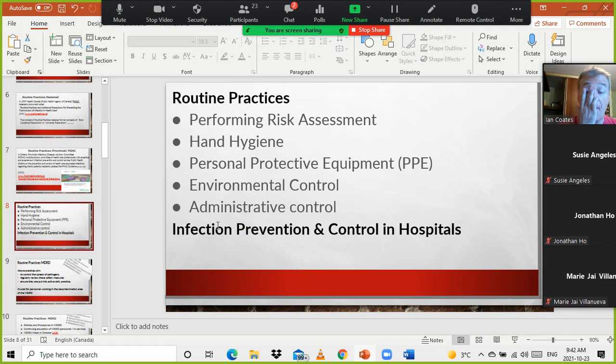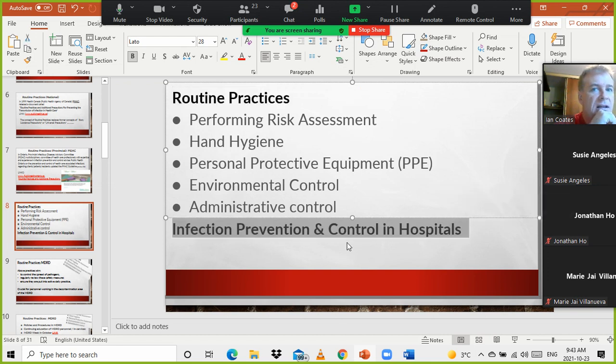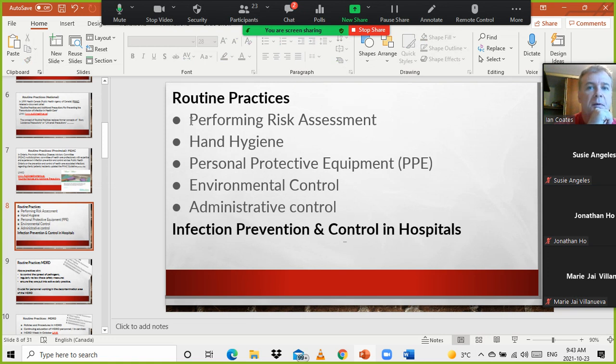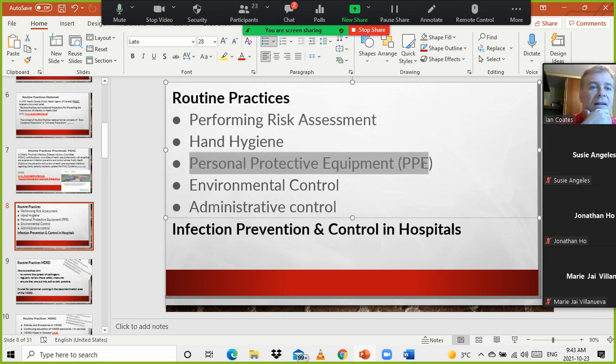So routine practices. These are the things we're going to talk about today. The two topics: we've got routine practices, and then at the end we'll do a little bit of infection prevention and control in hospitals. In routine practices, we're going to be talking about performing a risk assessment, and then hand hygiene. Yes, we're doing hand hygiene again, but I'm not doing it. PPE. We've gone through PPE and hand hygiene, but we're going to look at them from a different perspective. Environmental control and administrative control.